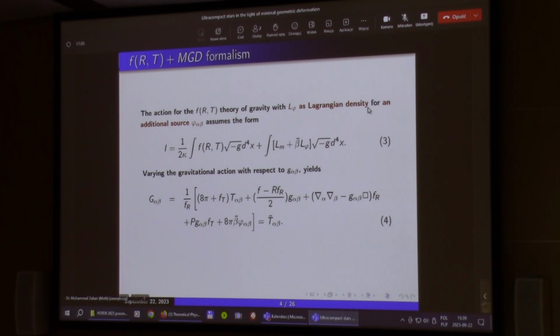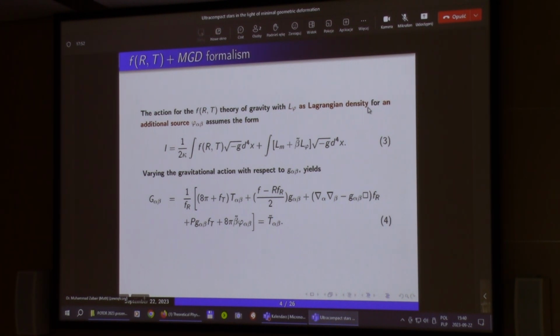To apply this approach, I have tried to pick one of the alternative theories of gravity, like the Rastall theory. What is this theory? It is one of the extensions of Einstein's theory, in which we try to introduce non-minimal coupling between the scalar curvature R and the trace of the energy momentum tensor T. In this case, the action of this theory is given in equation number 3, which involves a function depending on R and T. Lm is the matter Lagrangian, and L stands for the Lagrangian density, which is introduced on the basis of the additional source phi parameter.